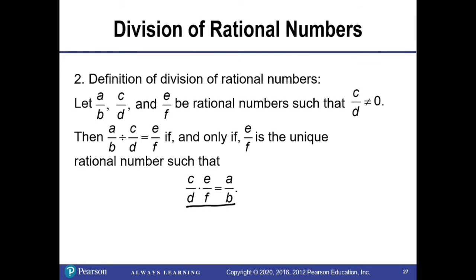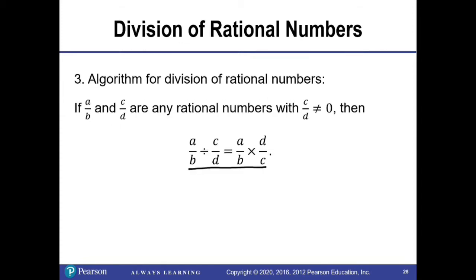Remember, our definition for division is we can divide 2 numbers, say A divided by B equals C, if and only if C times B equals A. The same is true for our rational numbers. So A over B divided by C over D equals E over F if and only if I can multiply E over F and C over D, and my answer is A over B.